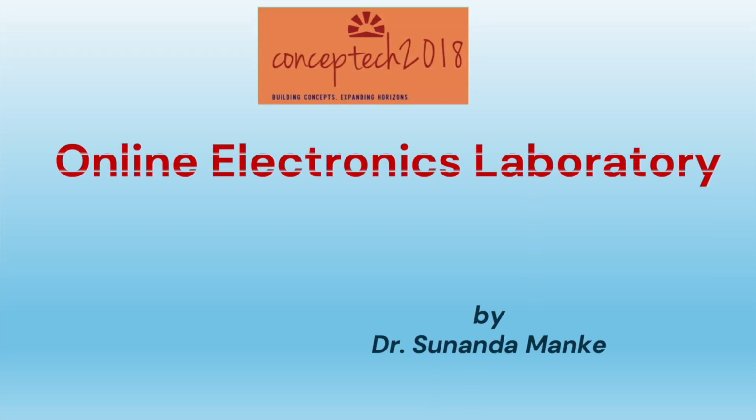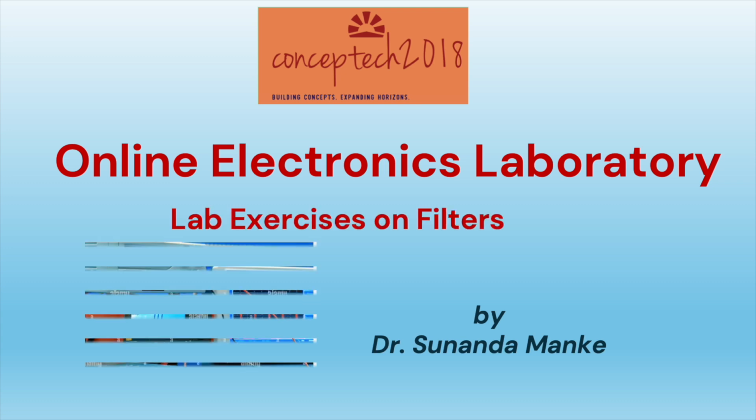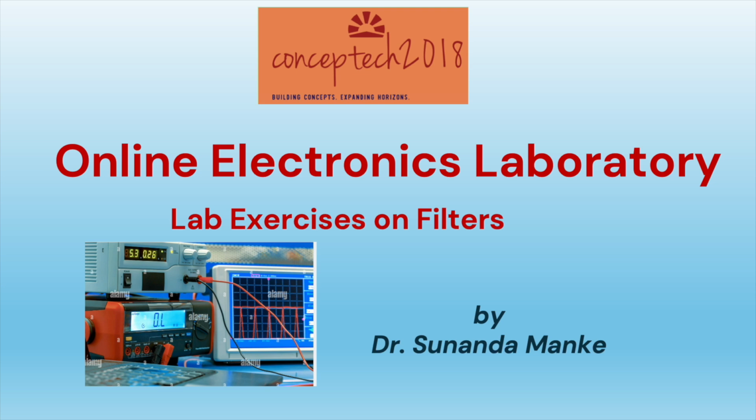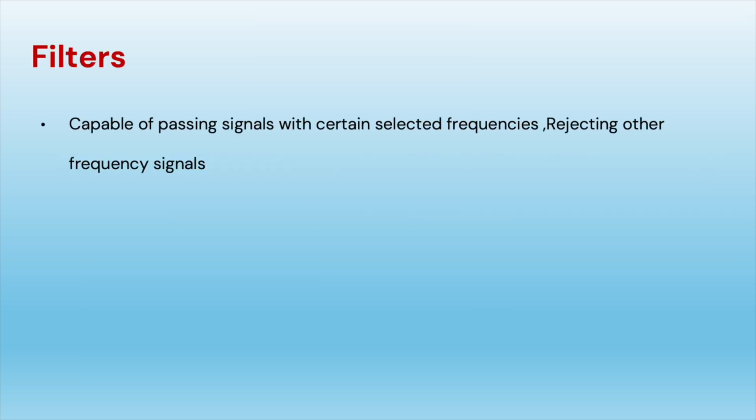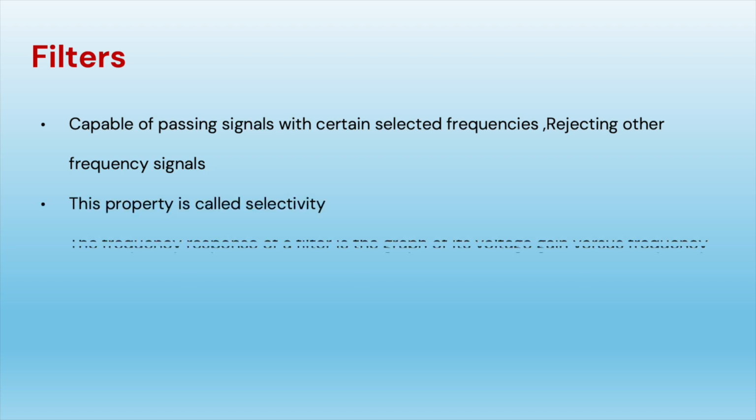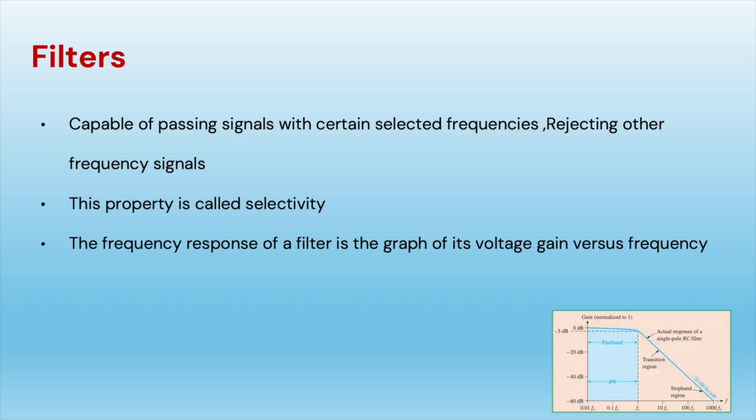I am Sunanda Manke and this is the series on online electronics laboratory, and this is the part where we'll discuss the lab exercises on filters. Filters are basically circuits which are capable of passing signals with certain frequencies and rejecting the other frequencies, and this property of filters is called its selectivity. And the frequency response of the filter is basically a graph between the voltage gain and the frequency, and with the help of this graph we can differentiate between different filters.